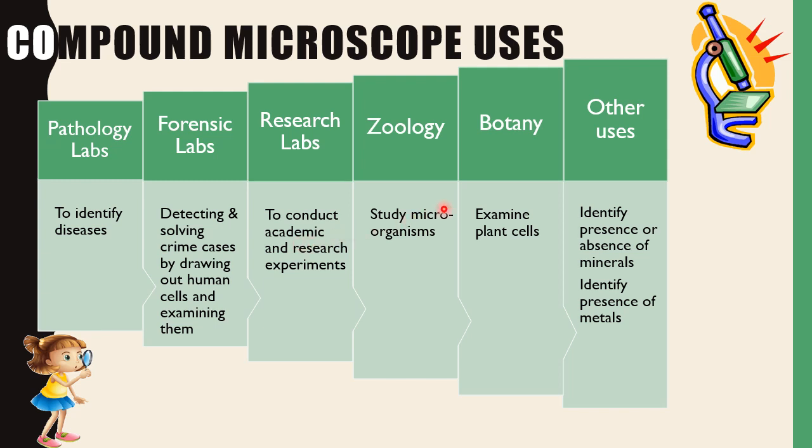In zoology and botany, when you come to cells and minute organisms, if you want to enlarge them and study their details, we definitely need a compound microscope. Some other uses mentioned are checking the presence or absence of minerals, metals, etc. in compounds, rocks, soil, etc. We use a compound microscope.